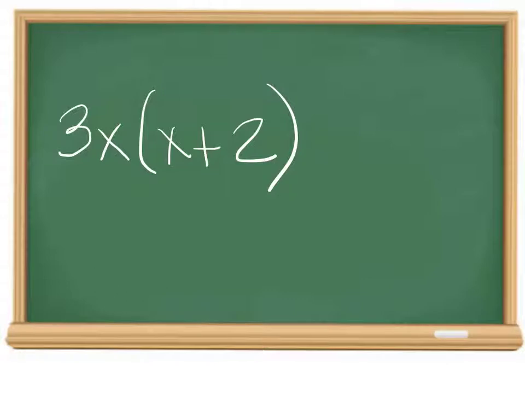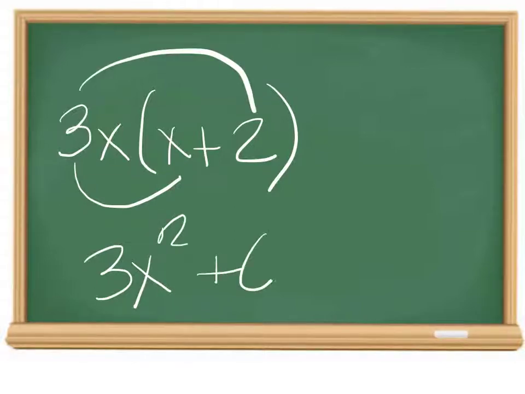You must multiply 3x by x to get 3x squared. And then 3x times 2 is 6x.